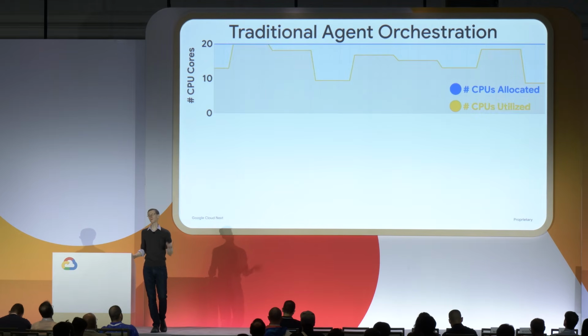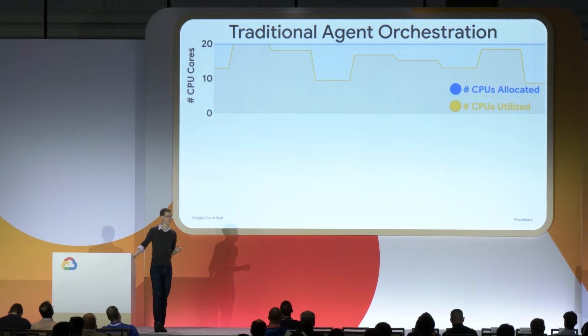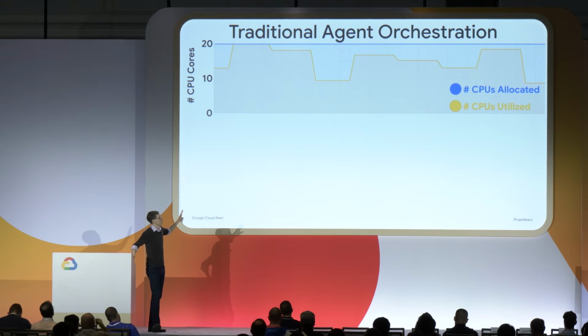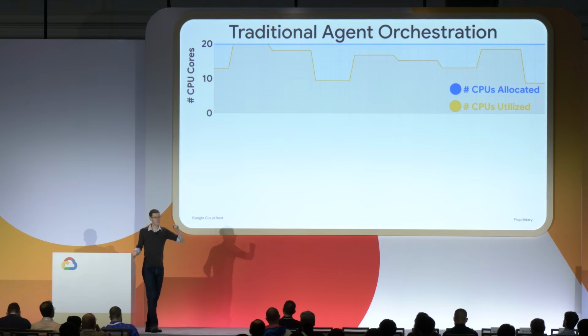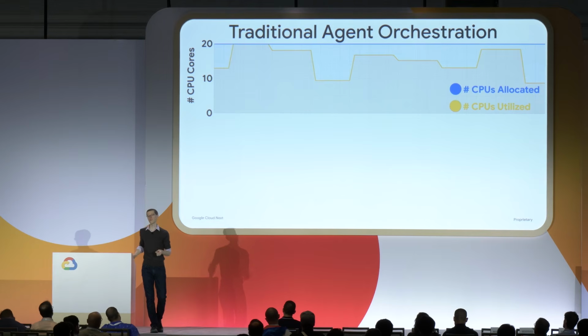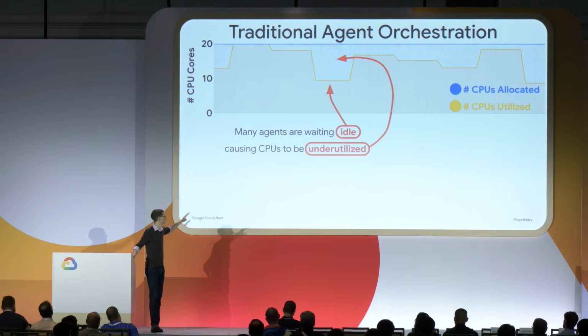Let me show you a benchmark that we ran. So we had 20 agents that we spun up in parallel, all long-running agents. The blue line that you see here is the number of CPUs that have been allocated. That stays constant. This graph is just using standard gVisor, open source Agent Sandbox. The yellow line shows the number of CPUs that are actively in use at any given point in time. And what you'll notice is that there are periods of time where many agents are waiting idle, causing CPUs to be underutilized. The yellow line is way below the blue line. You're paying a lot of money, not using everything you paid for.